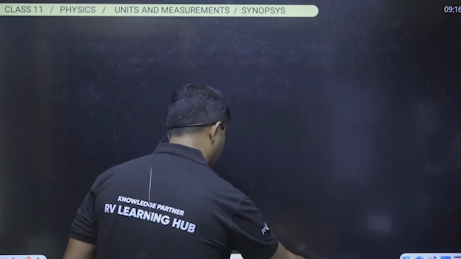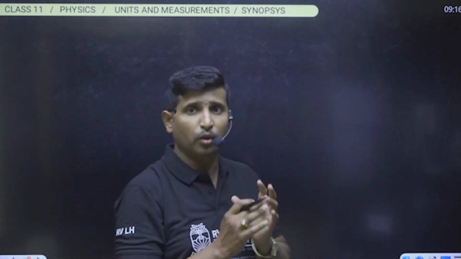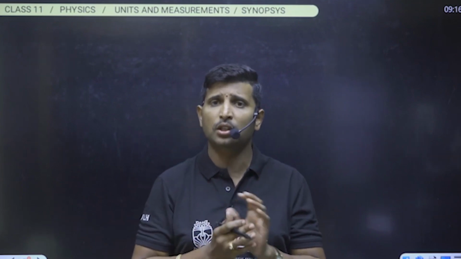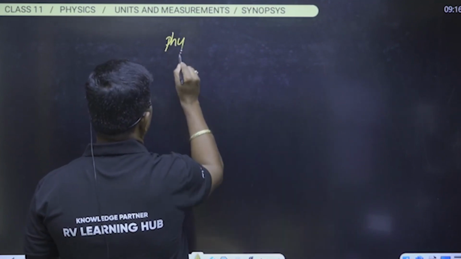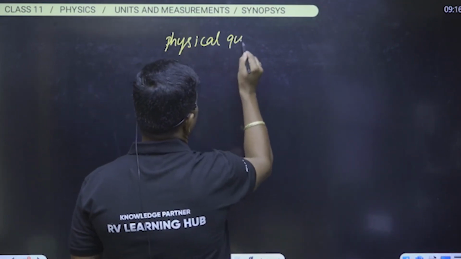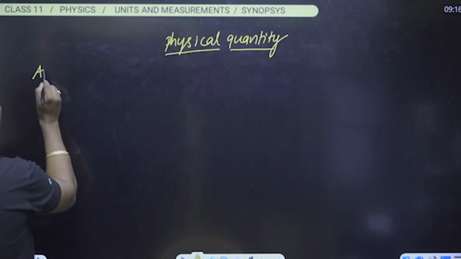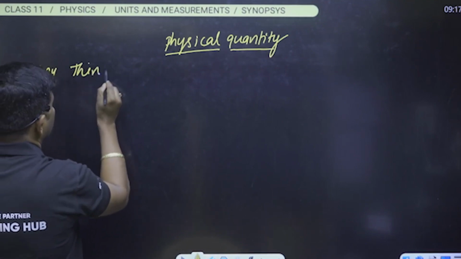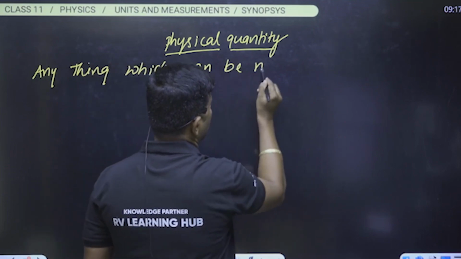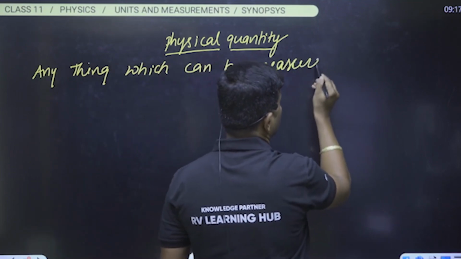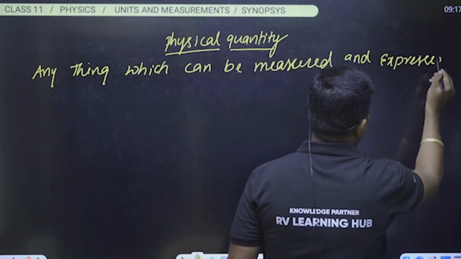So let us welcome to the session, that is units and measurements. Before going to see what a unit is and how it is a measurement, let us understand the idea of physical quantity. What is the meaning of physical quantity here? A physical quantity is anything which can be measured and expressed. Not only measured, we have to express it mathematically.